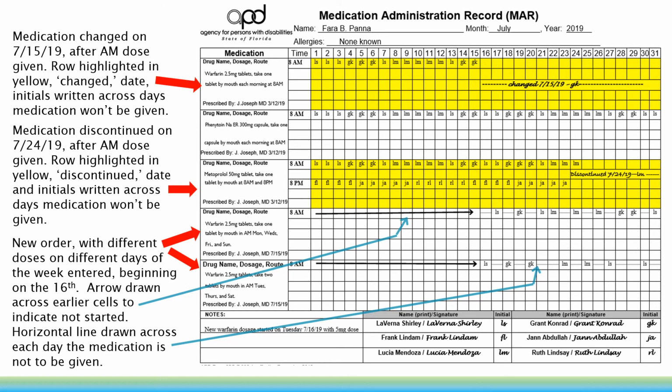New order with different doses on different days of the week entered beginning on the 16th. As you can see with this one, an arrow pointing across the cells indicates not started, and a horizontal line is drawn across each day the medicine is not to be given.